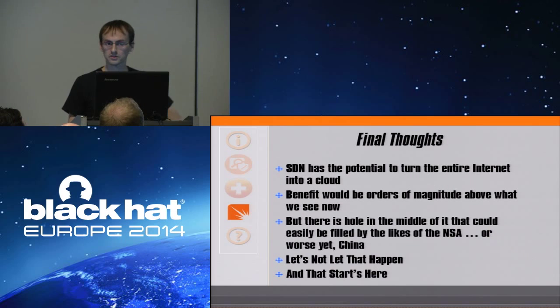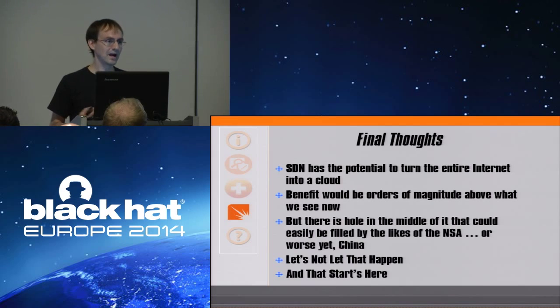Okay. Final thoughts on this? SDN has the potential to turn the entire internet into the cloud, right? Slicing everything up. The benefit would be orders of magnitude above what we're seeing now. But there's a hole in the middle of it that could easily be filled. I know the NSA is the bad guy today. China, of course, we like to bang on China. But all the nation states are doing it. Everyone is playing around. Even countries as small as Thailand, they're considering cyber operations. Right? We do not want them involved in our networks. So we need to keep them out, get on these sorts of things. And let's not let that happen. And it starts here.